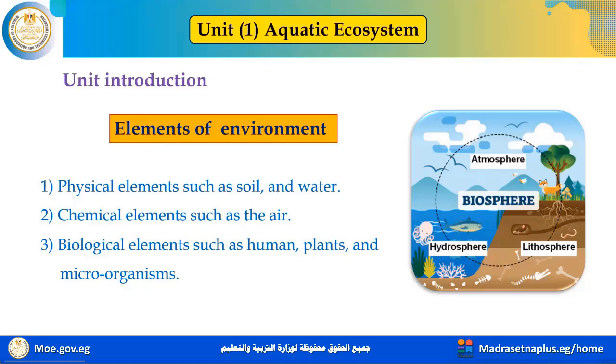Okay? So let's say that again, and please take care of your understanding and try to concentrate as much as you can. Elements of environment. Physical element, such as soil and water. Chemical elements, such as air. Biological elements, such as humans, plants, and microorganisms. Okay? I think it's clear for all of you.